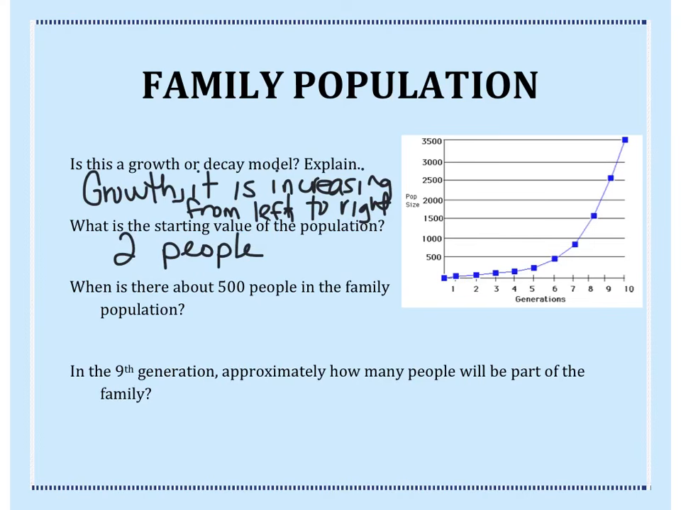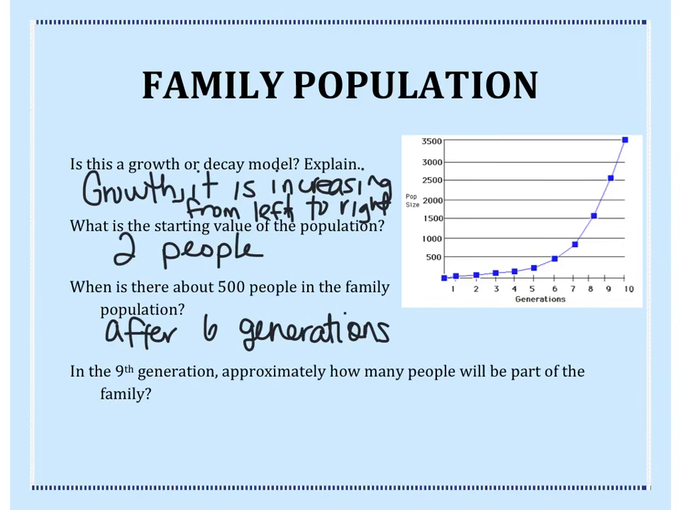When is there about 500 people in the family population? So here is the number of people. Here's 500. We're going to follow the 500 over. At what generation? Okay, that follows 6 generation. So we're going to put after 6 generations.